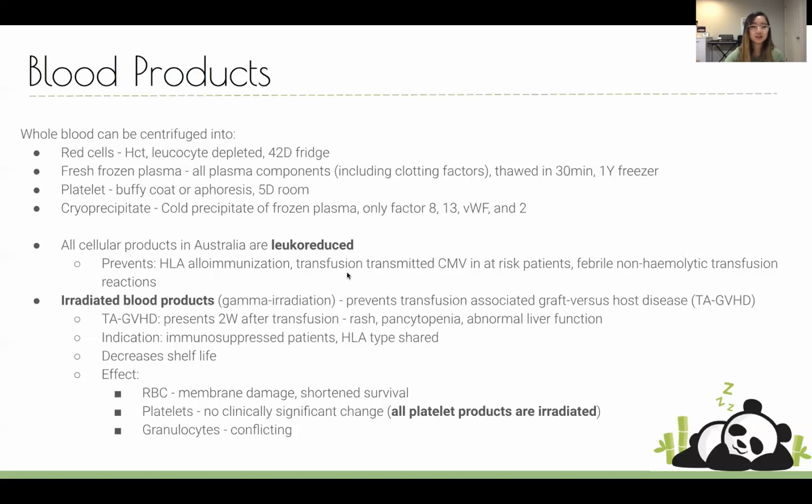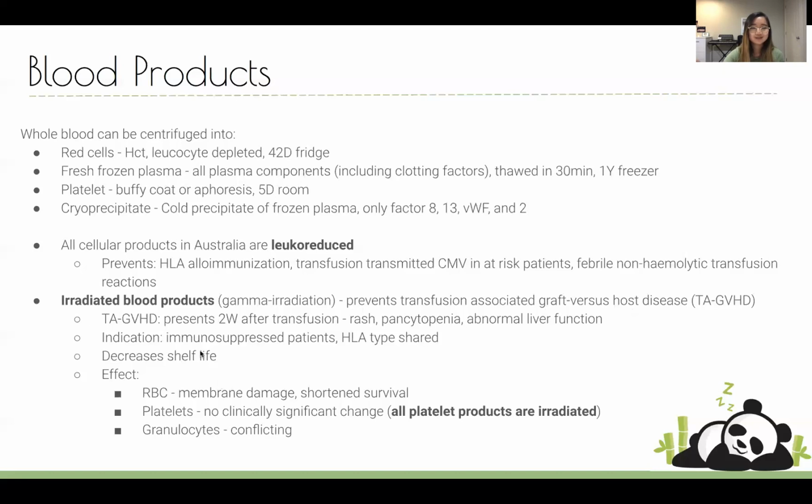Basically like transfusion reactions. And then you can get irradiated blood products. So that again prevents transfusion reactions, specifically transfusion-associated graft versus host disease. And that's when your own immune system attacks the product.